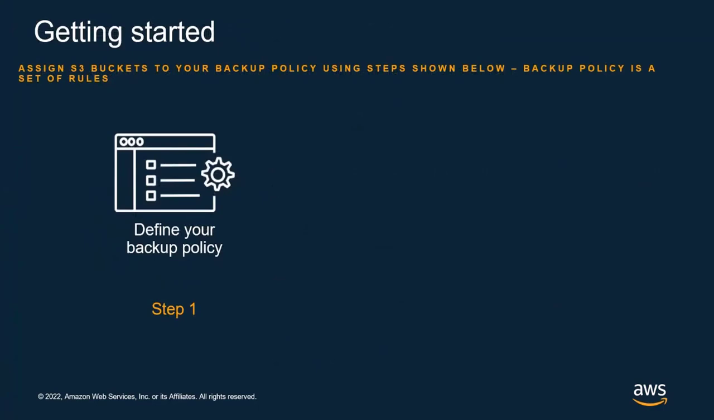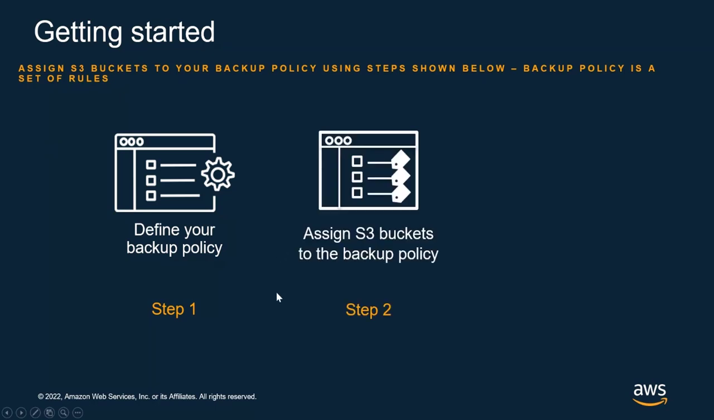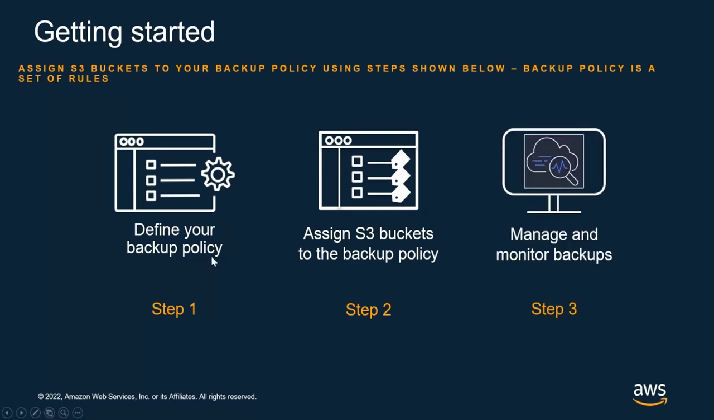Let us now see how to get started. It's a very simple two-step process. The first step is to define a backup policy. In the backup policy, you can define parameters like backup retention period, backup window, backup frequency, etc. Once you define your backup policy, you can assign your S3 buckets to the backup policy using tags or using resource IDs. And then you are all set. AWS Backup will automatically start creating your backups. You can manage and monitor your backups using the different dashboards that are available in AWS Backup or using the advanced functionalities that are available in AWS Backup Audit Manager. So this is how you can get started with creating S3 backups.